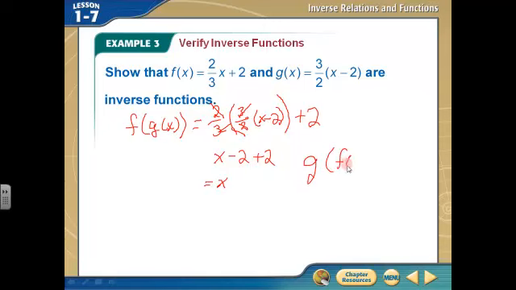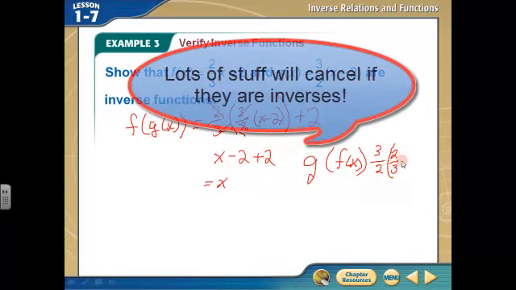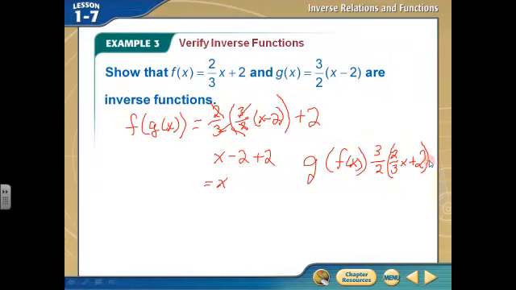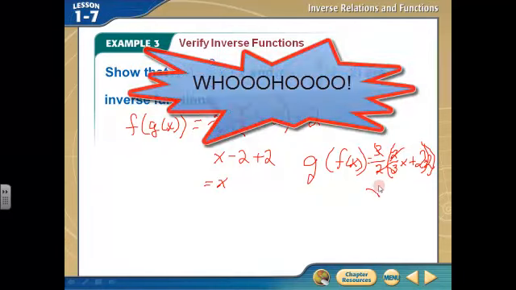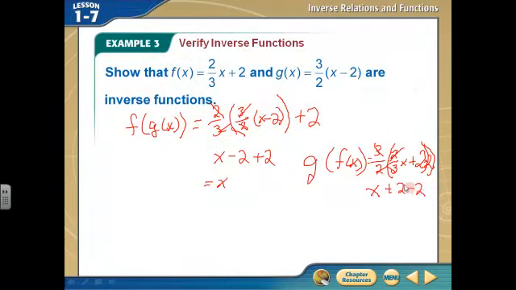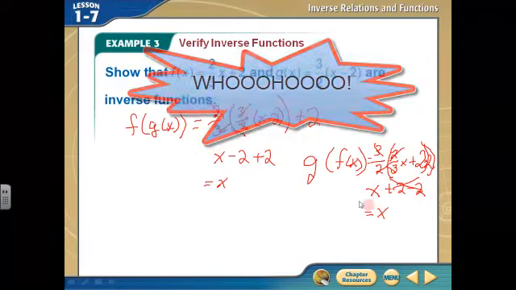Now you have to do g of f of x. So let's do that one. So this time I've got 3 over 2, and in place of x here, I put this thing, 2/3 x plus 2, minus 2. So then, again, we see these things cancel. Woohoo, that's nice. So now I've got x plus 2 minus 2. Oh, well, those cancel too. So I'm left with just x.